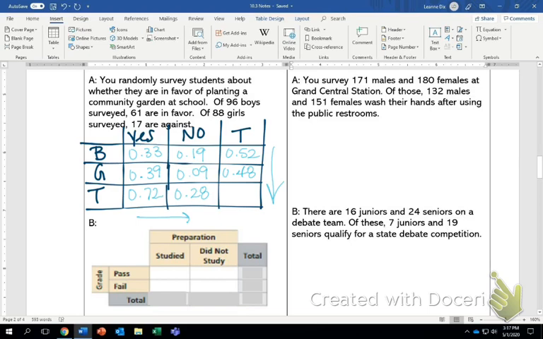So 0.72 plus 0.28 is equal to 1. So I'm good there. Erase that arrow. And then 0.52 plus 0.48, I did that already, and it is in fact 1. So I know that I did this correctly. We'll do one more just to make sure that we're 100% comfortable with this.